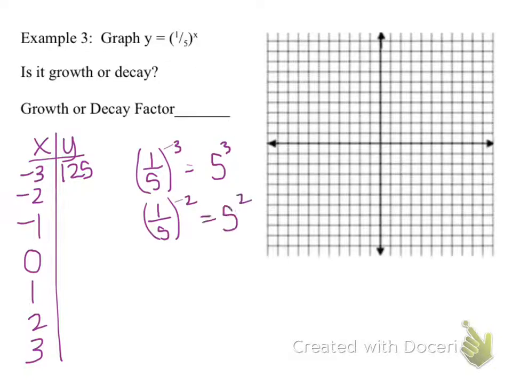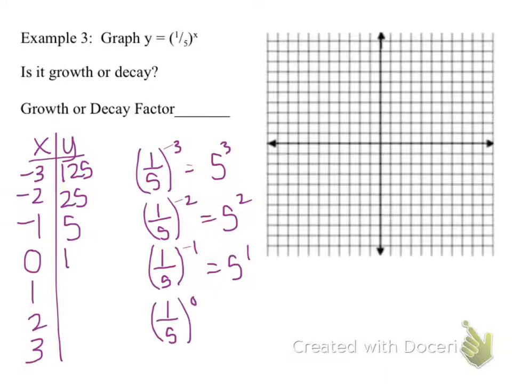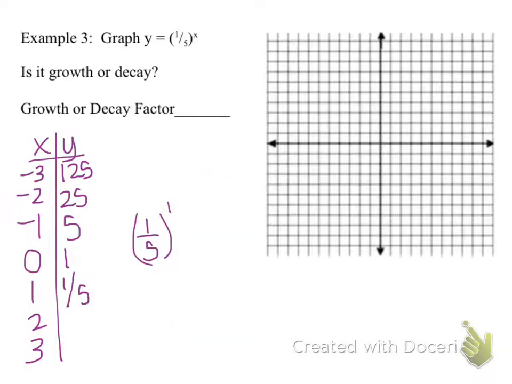Similarly with -2, we get 5 squared. 5 to the -1 is going to be 5. Or sorry, 1/5 to the -1 is 5. To the 0. And then to the first power, the second power, and the third power.